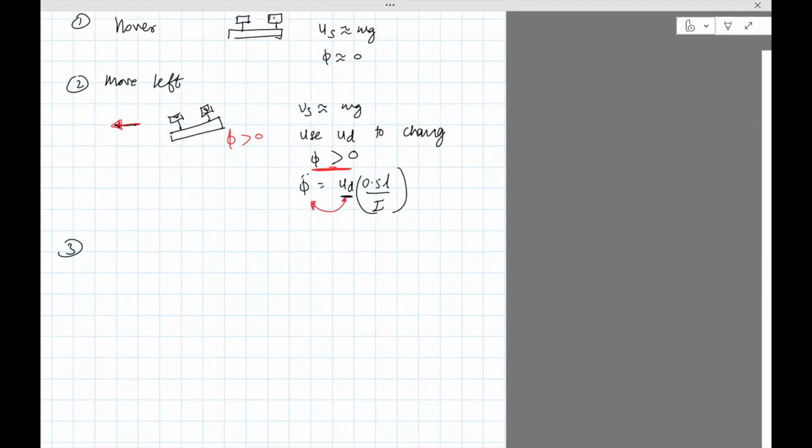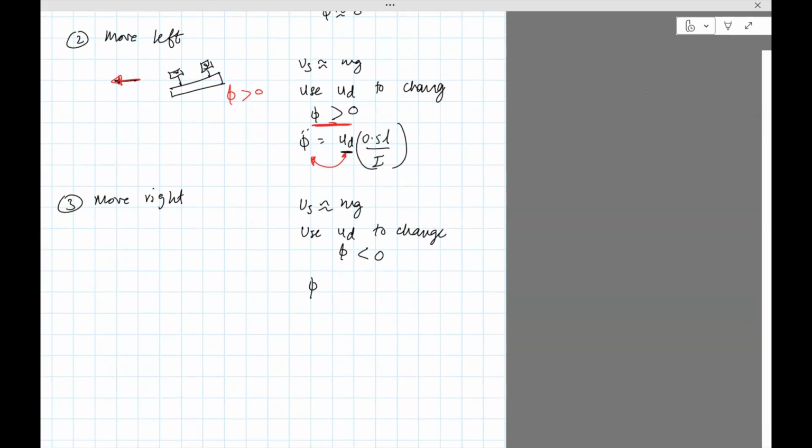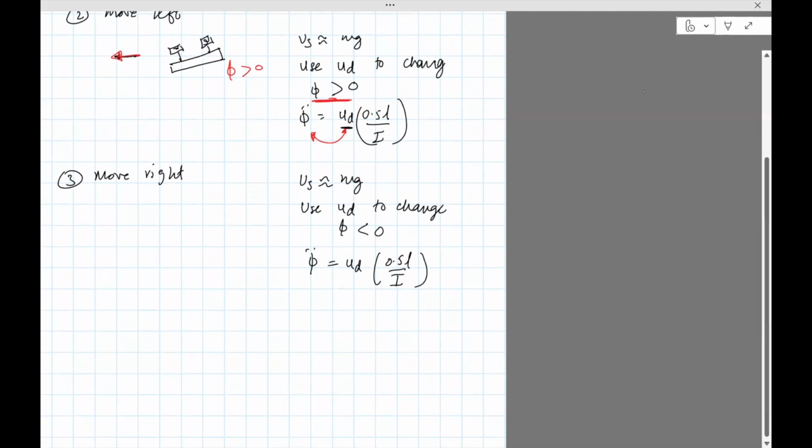If you want to move to the right, you keep us close to mg, use ud to change phi to be less than 0, remembering that phi double dot is ud times 0.5 L divided by I. You can use ud to change phi, and so this will basically cause the quadcopter to move to the right. Phi is less than 0.